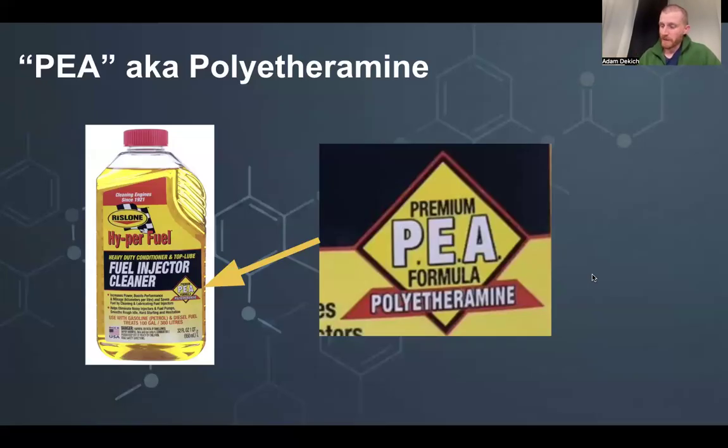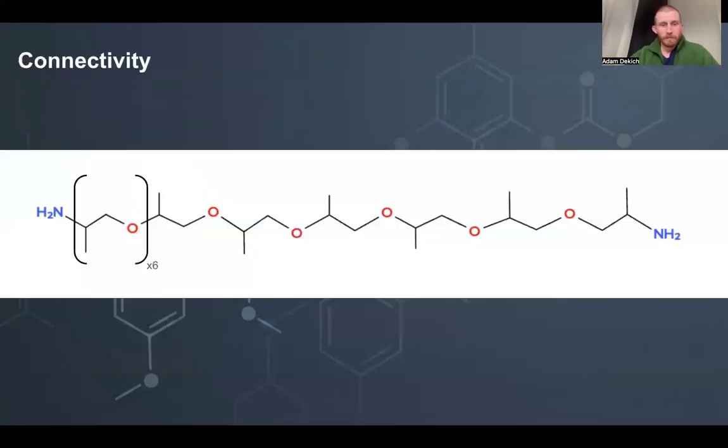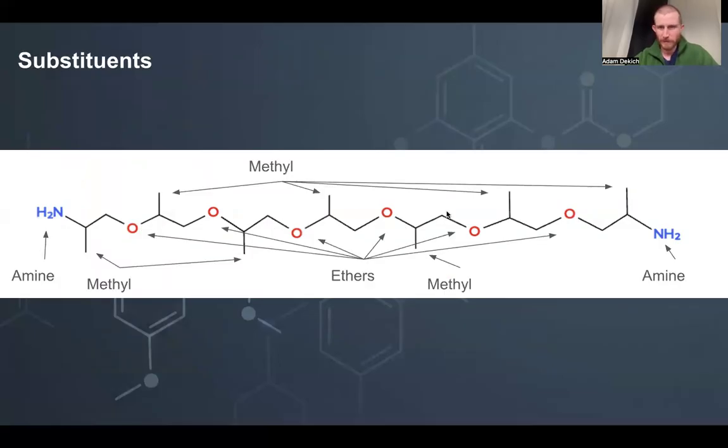And another note about it is that it's very thermally stable because it needs to operate inside the engine while the engine is running. As far as connectivity goes, it's called an oligomer. It's not a polymer, it's called an oligomer since it's made of a few simple repeating units. And you can see here I've highlighted that repeating unit, which is the little methyl group and the ether, and there's six of them. And then you can see here I've labeled the substituents. So it's got the amines on either end, and then in the middle it's the methyl groups and the ethers.